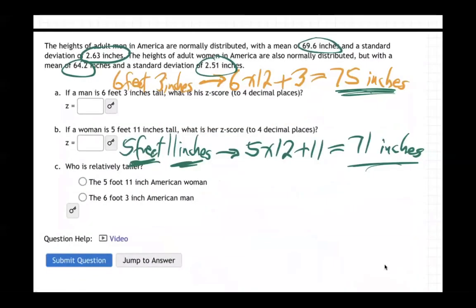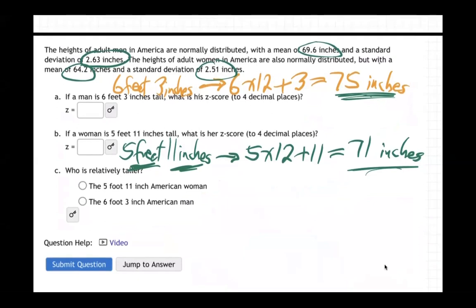So, what is this all about? For the man, this is the x for the man. X is his height, and the mu is the mean.